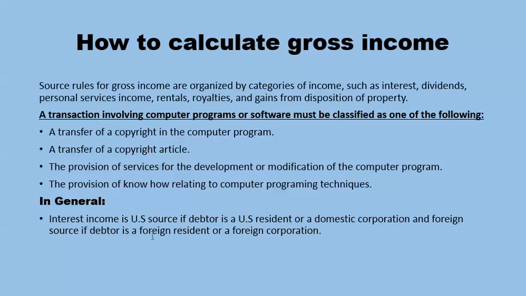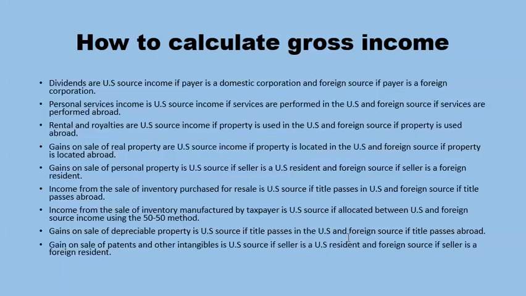In general, interest income is US source if the debtor is a US resident or a domestic corporation, and foreign source if the debtor is a foreign resident or foreign corporation. Dividends are US source income if the payer is a domestic corporation, and foreign source if the payer is a foreign corporation. Personal services income is US source income if services are performed in the United States, and foreign source if services are performed abroad.